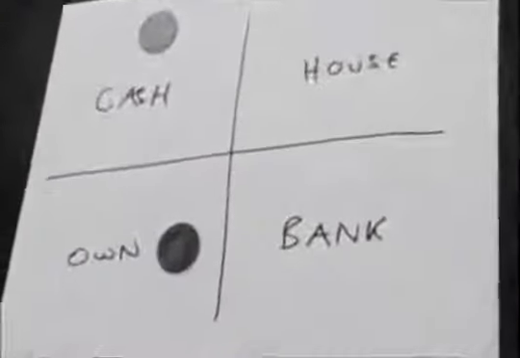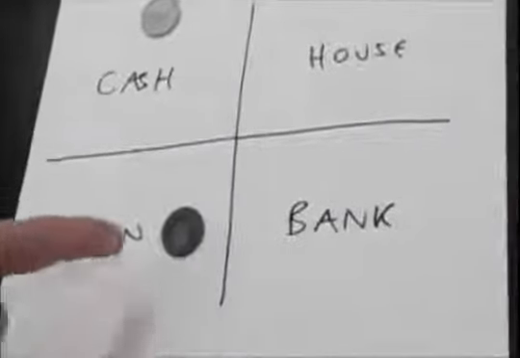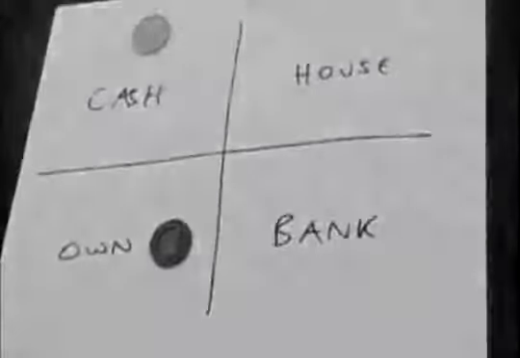So you're back where you started. You have cash of $100,000, you own it, so you have equity of $100,000. It's time to look for another job.